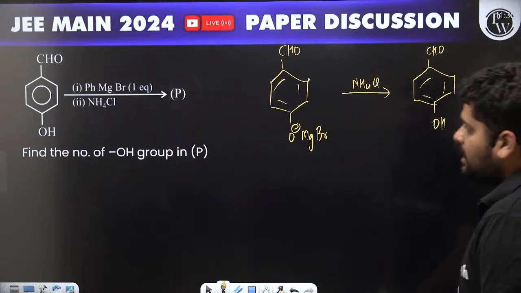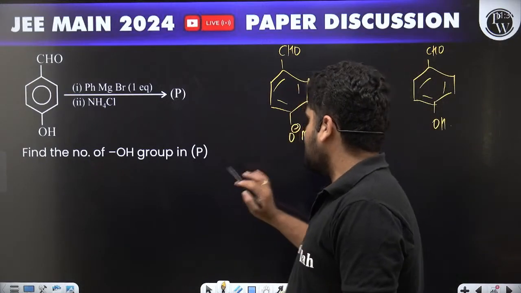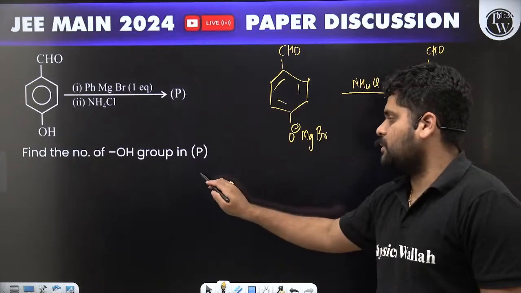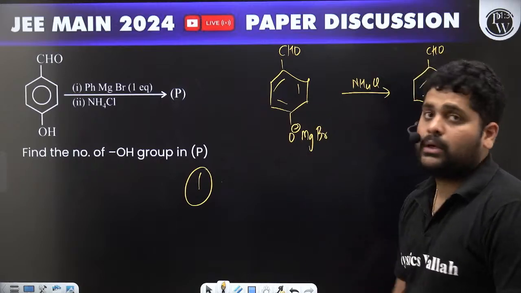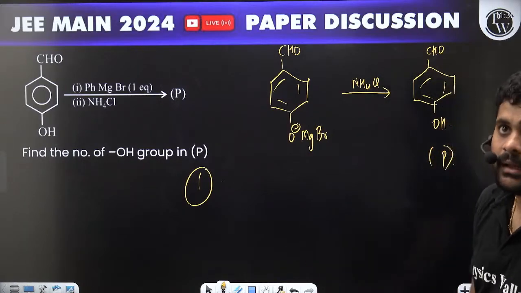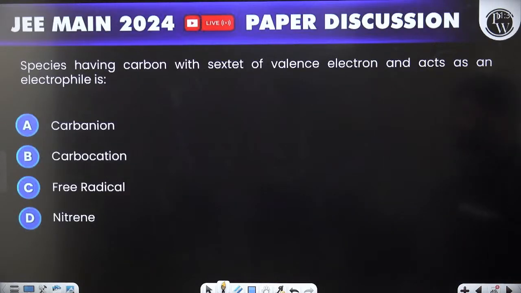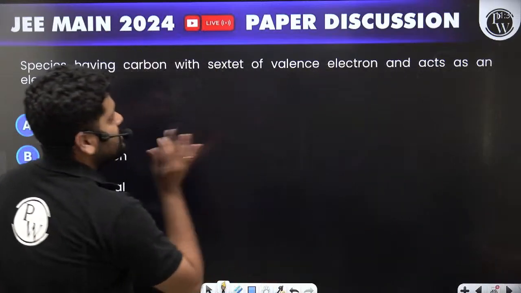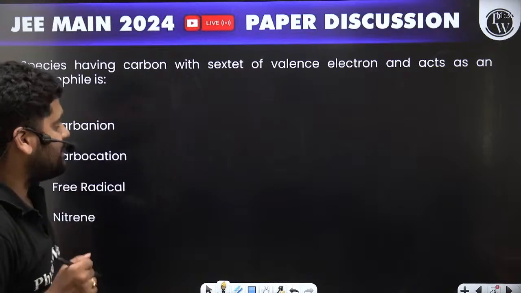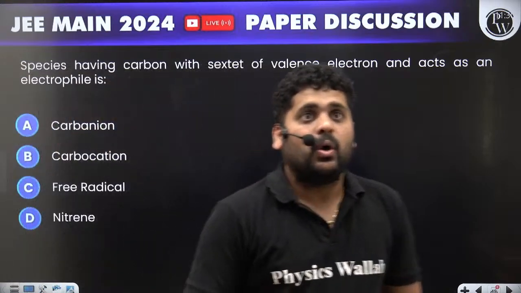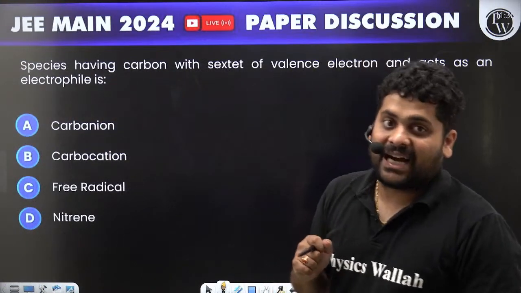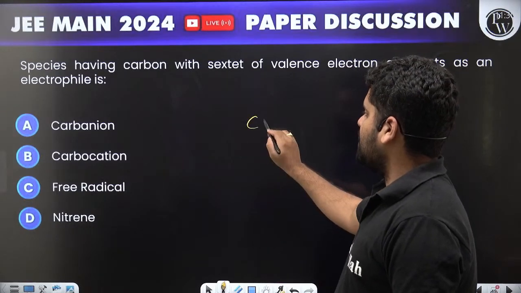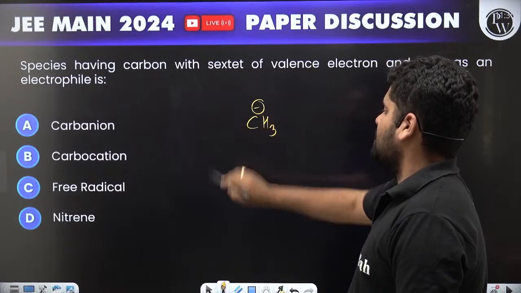So how many OH groups are there? There is just one OH group. This is our product P. The number of OH groups in our product P is equal to 1. Okay, right. Next question after this. Species having carbon with sextet valence of electrons and acts as an electrophile, those which have only 6 electrons on the carbon atom.